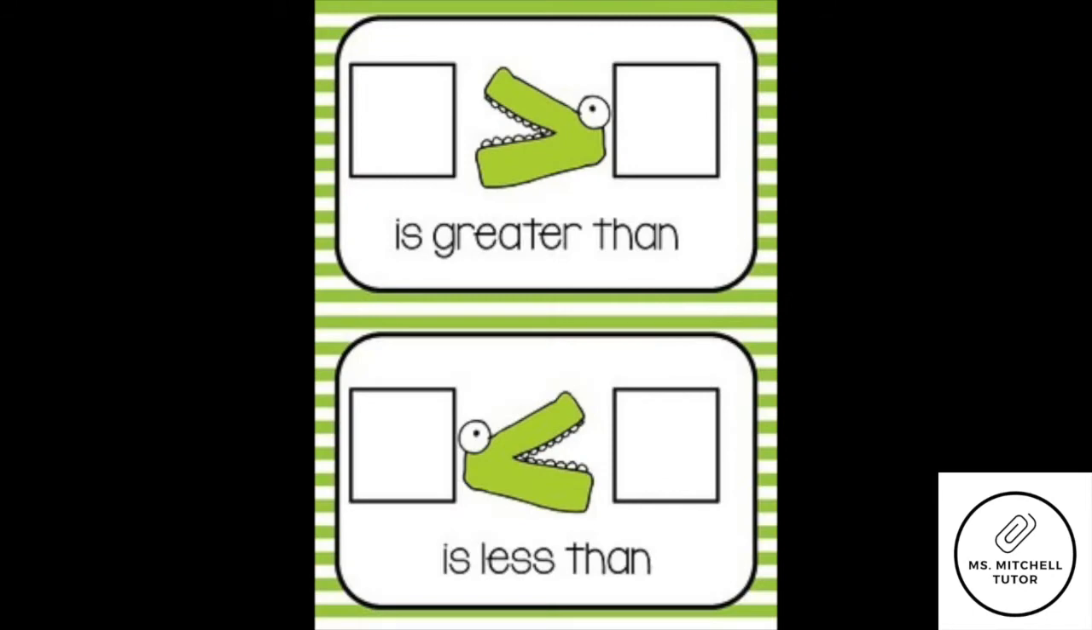The greater than and less than symbols kind of look like alligator mouths. And remember, the alligator mouth always wants to eat the greater amount. So you will always point the alligator mouth to the greater amount.